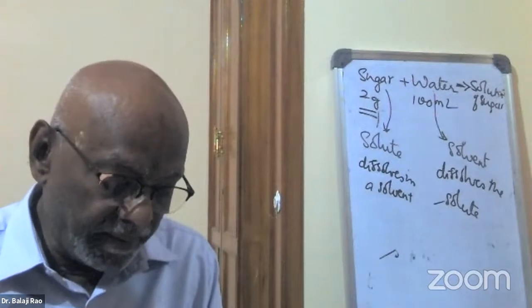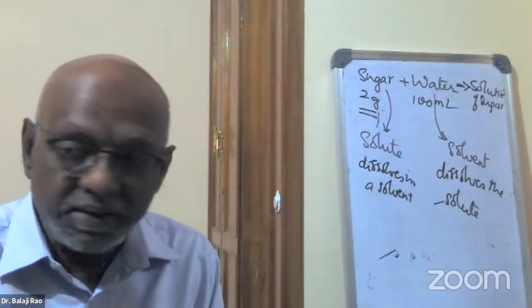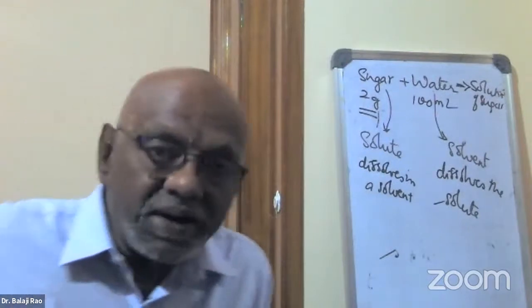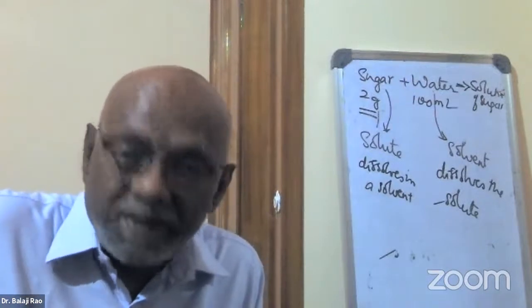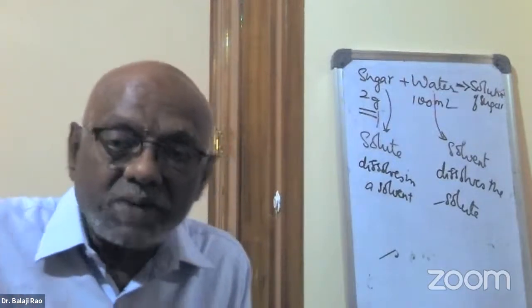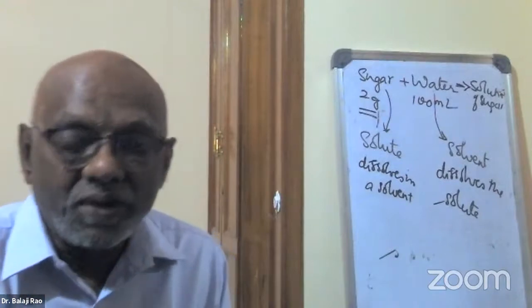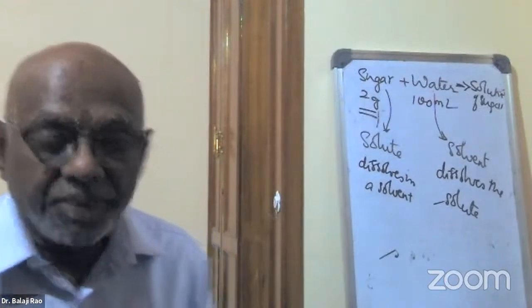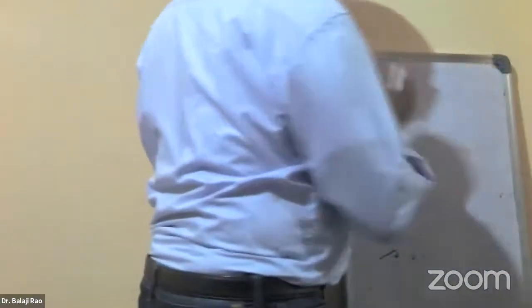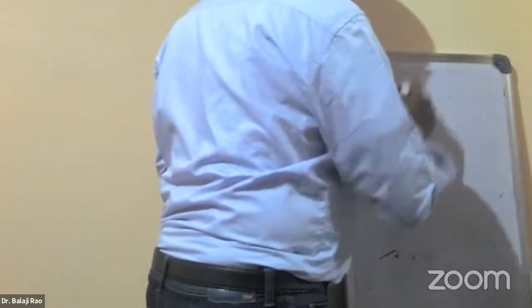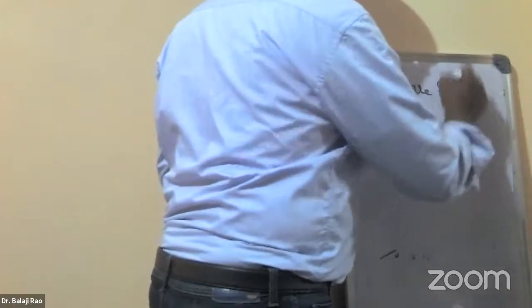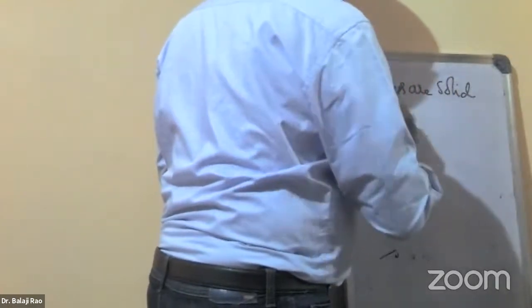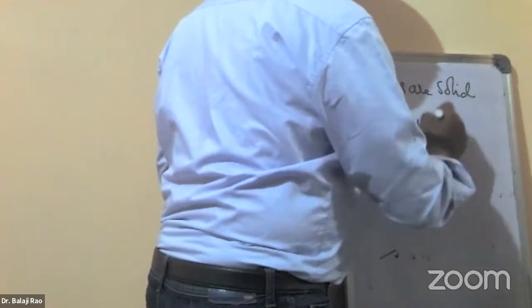Now then, when we look at a solution of a solid and a solid, can it happen? Yes, we have already talked about this once. Solid solutions are otherwise called alloys. So we have what are called alloys. Alloys are solid solutions, especially of metals.